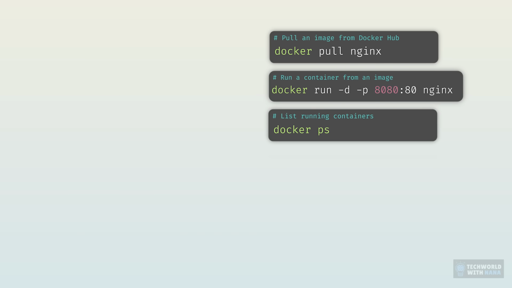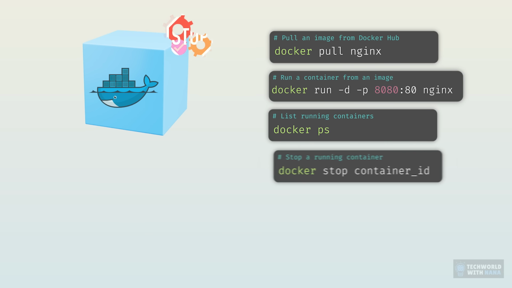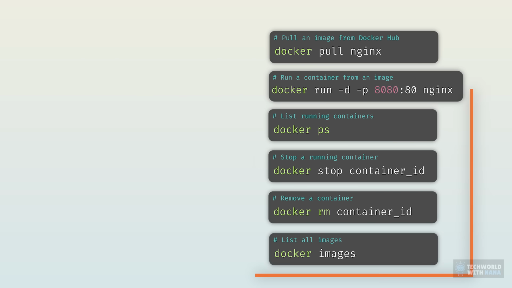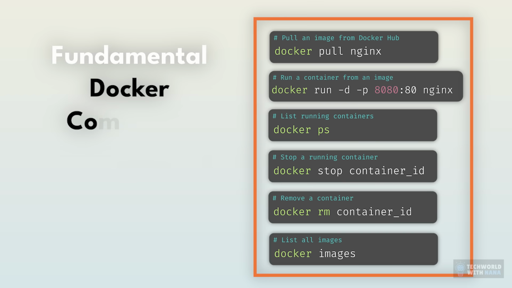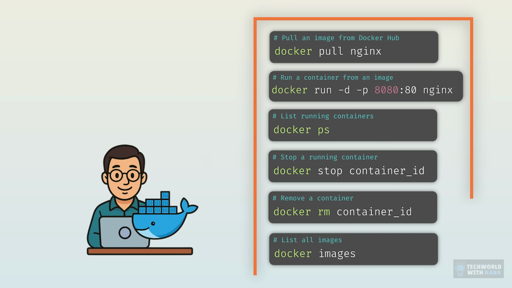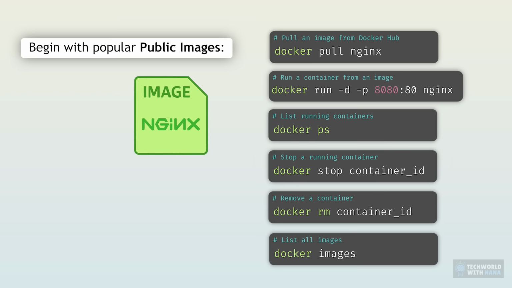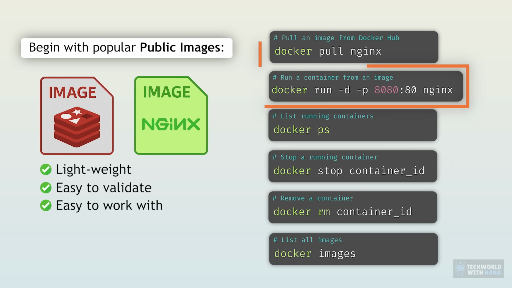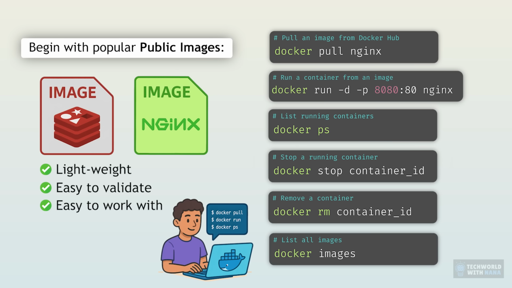You can also check any running containers that you have, learn how to stop containers, how to remove, how to list images, and these are the most fundamental commands that you will probably be using like 70 to 80% of the time. And I actually recommend starting with a simple public image like Nginx or Redis. They're lightweight and easy to validate and work with. So try pulling it, running it, interacting with it. This will give you hands-on practice with these commands in a real context without needing to build anything yourself yet.